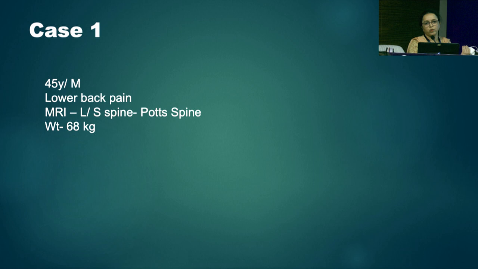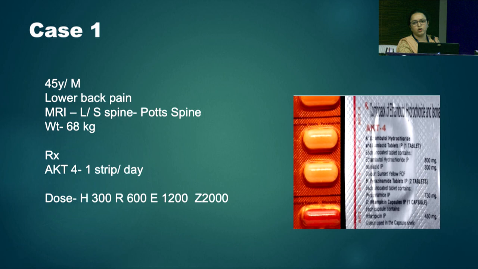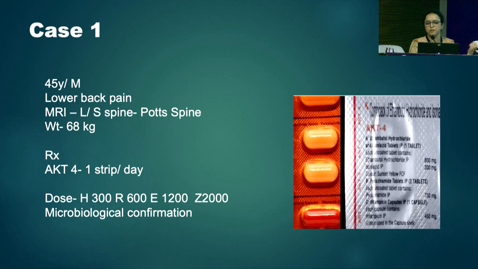The first case is of a 45-year-old male who's been diagnosed with pot spine. He weighs 68 kilograms. He's been given AKT-4, which contains 300 milligrams of isoniazid, 800 milligrams of ethambutol, two tablets of 750 milligrams of pyrazinamide, and one tablet of 450 milligrams of rifampicin. Seems fine, he's been asked to take one strip per day. What is wrong? He weighs 68 kilograms. The dosage is much higher for his weight, and the prescribed dosage is lesser. So he needs a higher dose, but he's been prescribed a suboptimal dose. The second most important thing is that he has not been given a microbiological confirmation of his diagnosis. He hasn't been told whether it is drug-sensitive TB or drug-resistant TB.